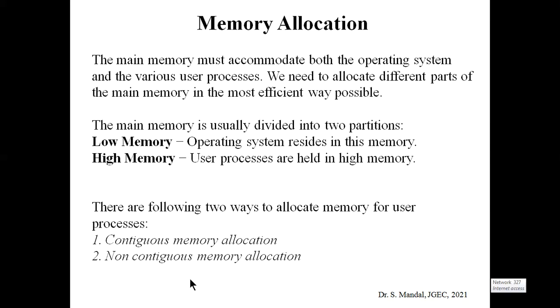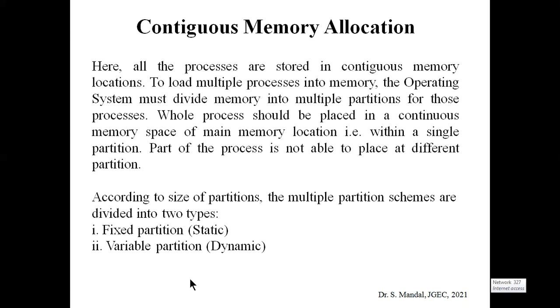One is the contiguous memory allocation, another is non-contiguous memory allocation. So let's see what is contiguous memory allocation. Here the concept is that all the processes are stored in contiguous memory location. Now what is the concept of contiguous memory location? You can see that contiguous memory location can be viewed as the continuous memory location where all the processes can be loaded continuously and as a whole.